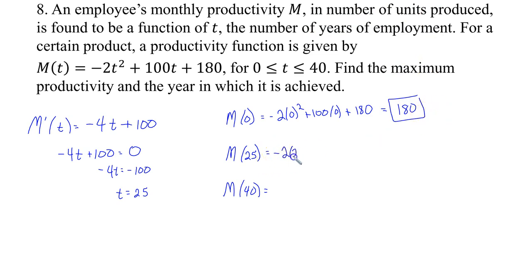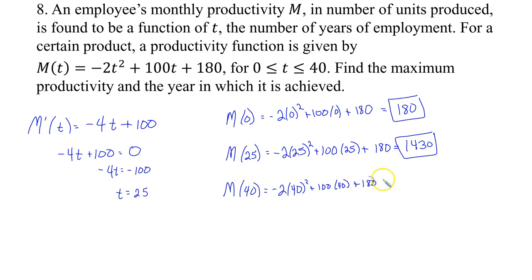So we're going to do the same thing when we plug in 25. So 100 times 25 plus 180. And this is going to give us 1,430. And then finally when we plug 40 in, so we have 40 squared plus 100 times 40 plus 180. This is going to give us, inside of our calculator, 980. So the most productivity, the most units produced is 1,430, and that happens at year 25. So after 25 years of employment, then for this particular company, the maximum productivity is achieved.